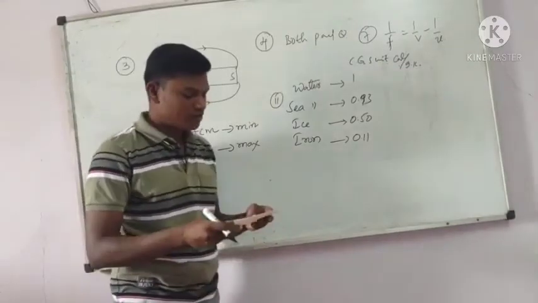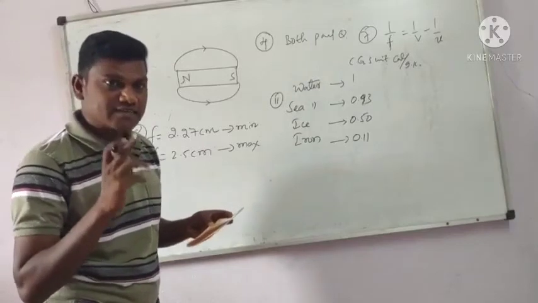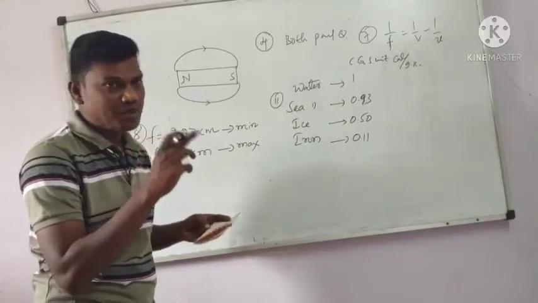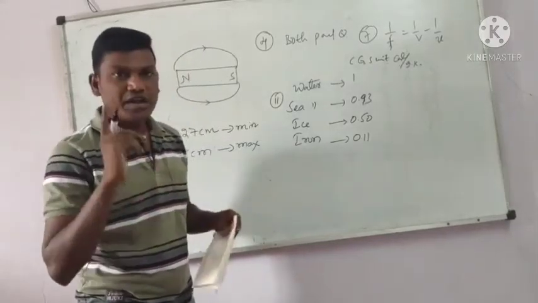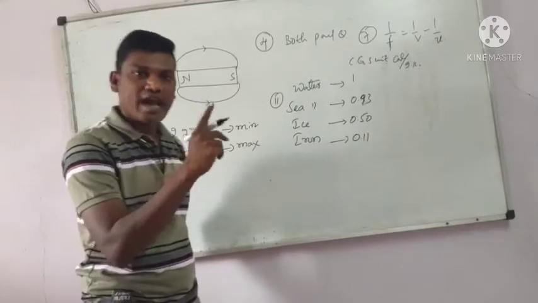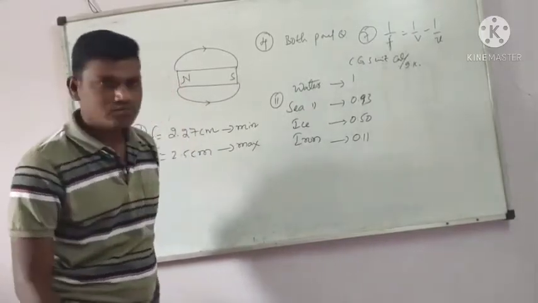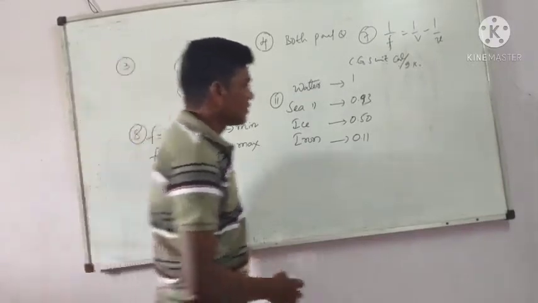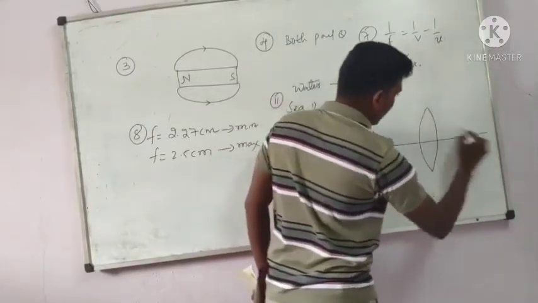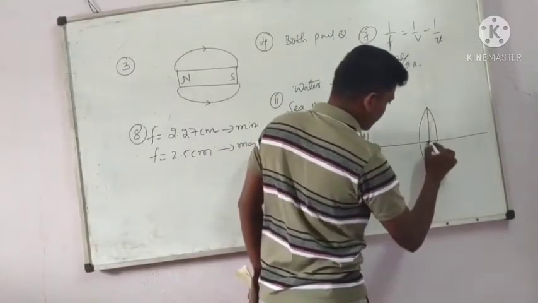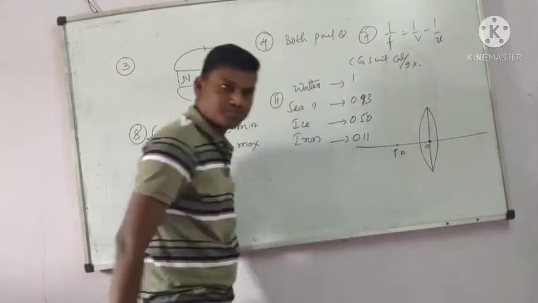Next, the fourth one. We are observing in which situation the incident ray does not deviate from its path. They are given two situations. First situation, ray is passing along the principal axis, and second one, ray is passing through the optic center. So we know very clearly, if it is a convex lens, this is the optic center and this is the principal axis.